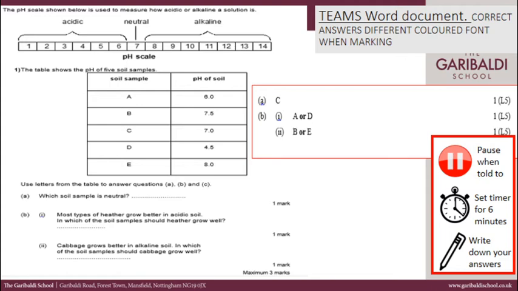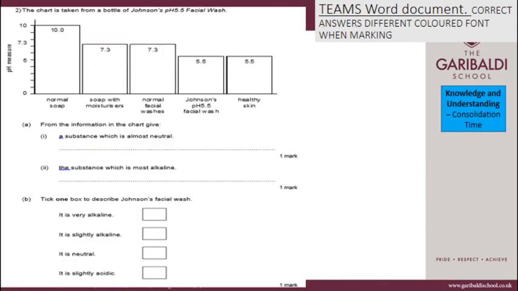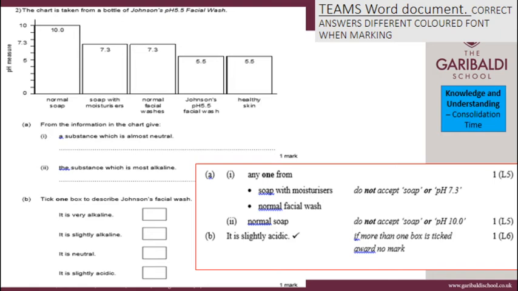Part 2, cabbage grows better in alkaline soil. So the question is giving you information. In which of the soil samples should cabbage grow well? If you said B or E, you would have got this correct. Well done. So, question 2. From the information in the chart above, you need to answer the questions. So, A, part 1, a substance which is almost neutral. You could have said either soap with moisturizers or normal face wash. If you said either of those, you'll be correct.